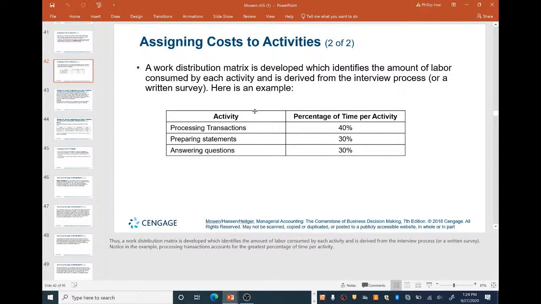So right here we can see this work distribution matrix. On the left we have the activity. On the right we have the percentages of time for each relative activity. First, we can see here we have processing transactions, preparing statements, answering questions. So this is the percentage of time spent on each one of these activities.